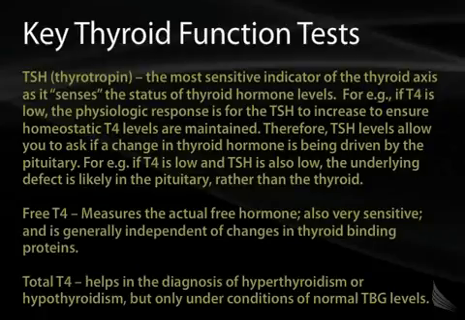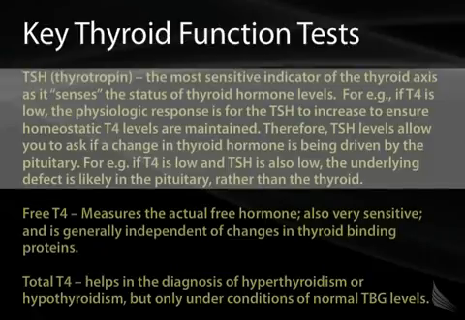The next slide highlights the three important thyroid function tests: TSH, free T4, and total T4. Of the three, TSH is by far the most sensitive indicator of the thyroid axis because it senses the status of the thyroid hormone levels itself. So for example, if the T4 level is low, then the physiologic response by negative feedback would be to increase TSH so that the T4 levels are then brought back to homeostatic levels and the normal levels are maintained. Therefore, TSH levels allow us to know if a change in the thyroid hormone is being driven by the pituitary or not.